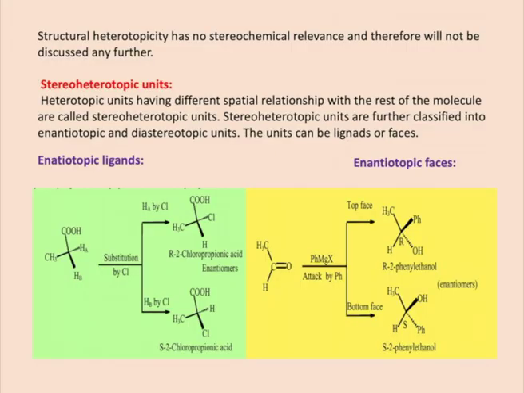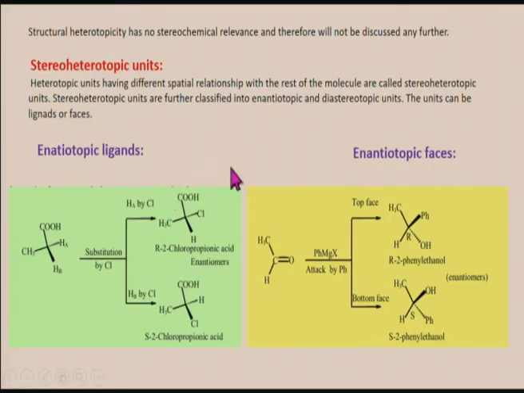Now, the stereoheterotopic units, where the asymmetric center is created by the substitution method. You see again we are taking propionic acid, and in the propionic acid we label the 2 hydrogens at the C2 carbon as HA and HB. Now, we apply this substitution criteria to convert propionic acid into an asymmetric product.